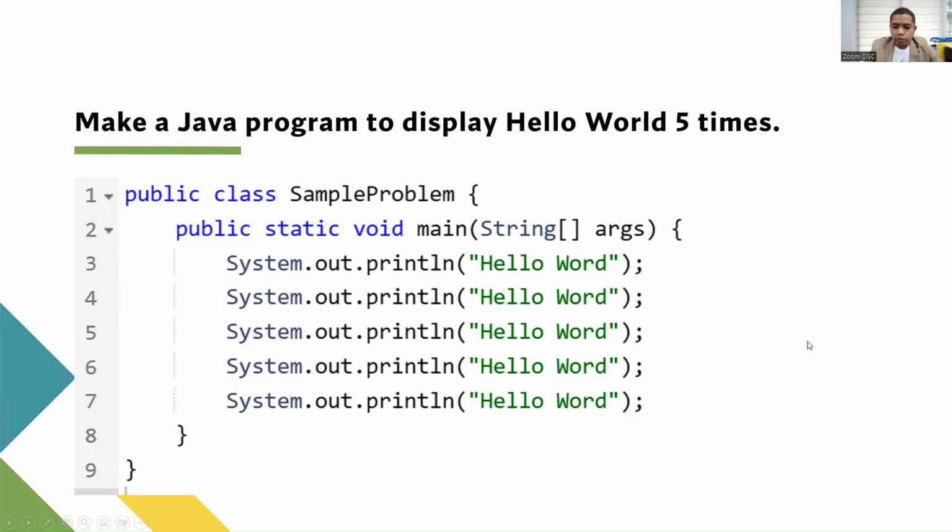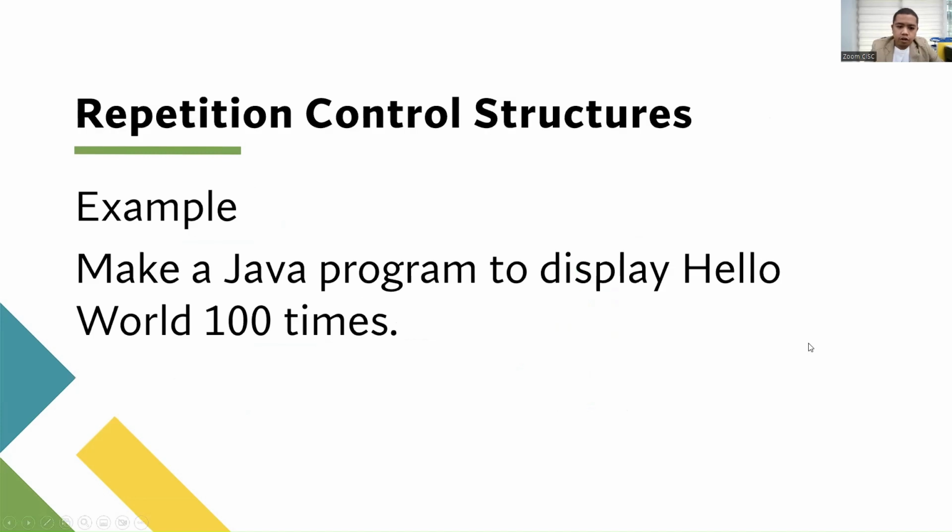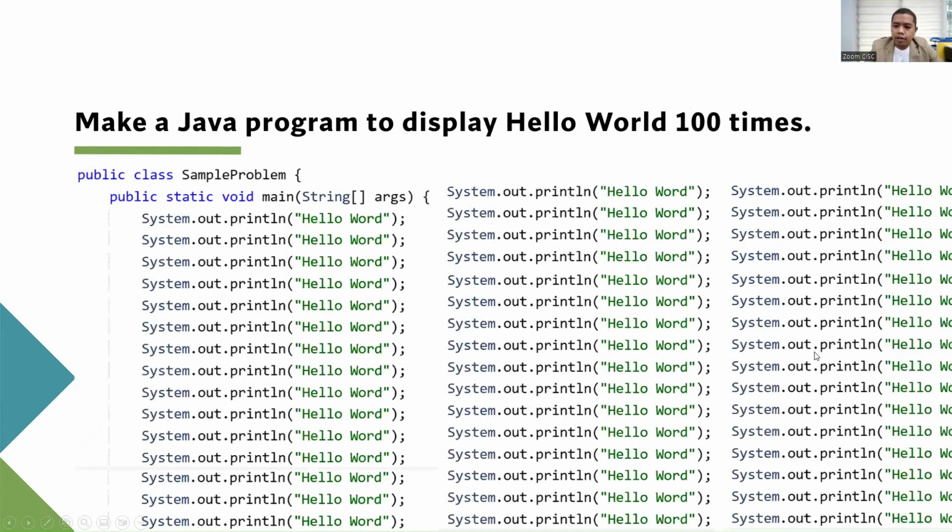Now, let's make the problem a lot more complicated. Instead of printing it 5 times, let's change it into 100 times. If you're going to solve this problem, you might be encountering at least 104 lines of code. 100 will be allocated for the system.print hello world, which can be very long in terms of our source code.